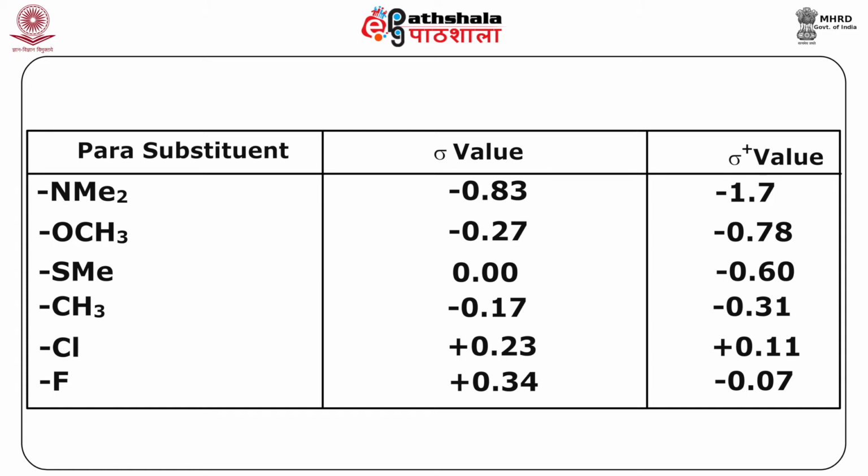See, for NMe2, that is the secondary amines, you can see here the earlier sigma value was minus 0.3, now the sigma plus value is minus 1.7. Similarly, for all these values you can see, like for fluorine it was earlier plus 0.34, now it is minus 0.07. So on for all these substituents like ethers, SMe, that is the thioethers, the methyl and the chlorine.